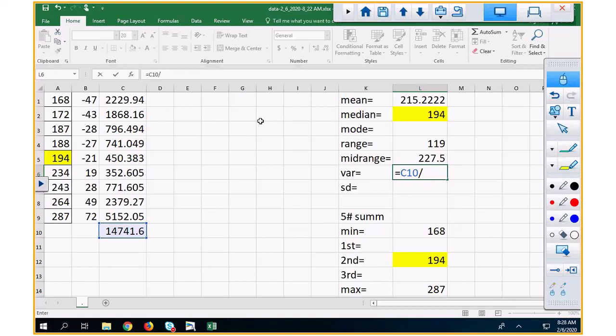I don't forget what to divide by. Oh, 8. And that's equal to this raised to the 0.5 power. All right, there's all your numbers there.